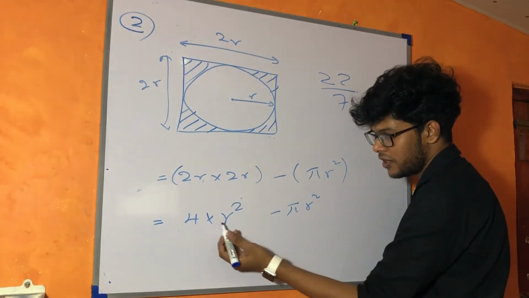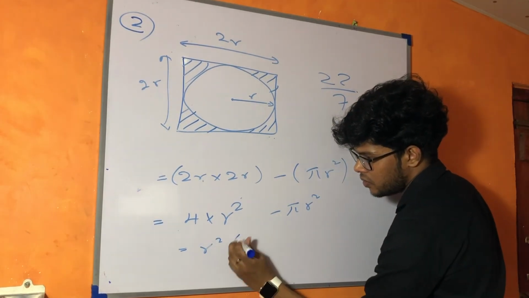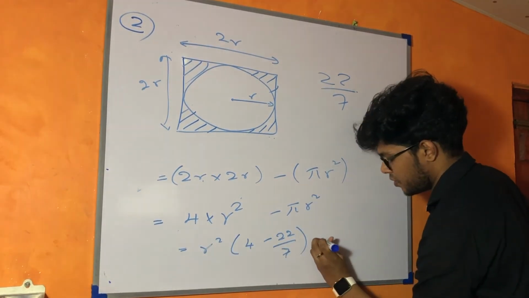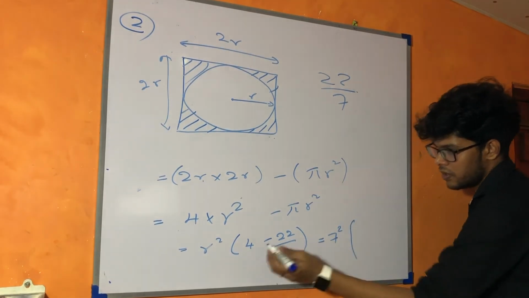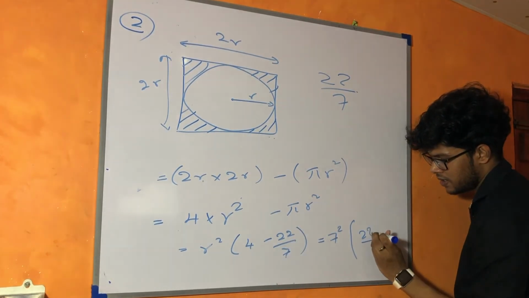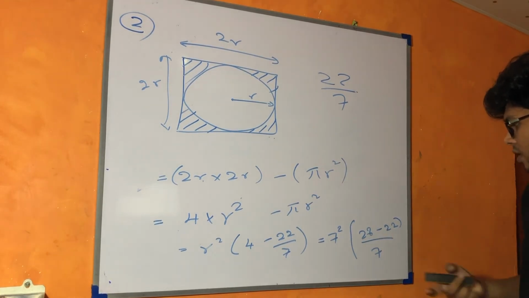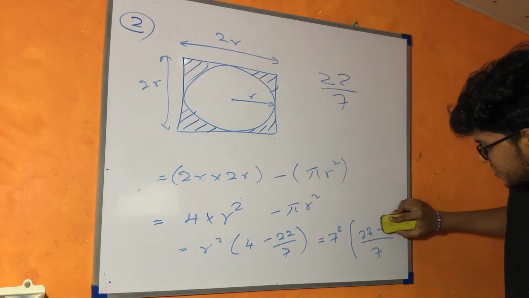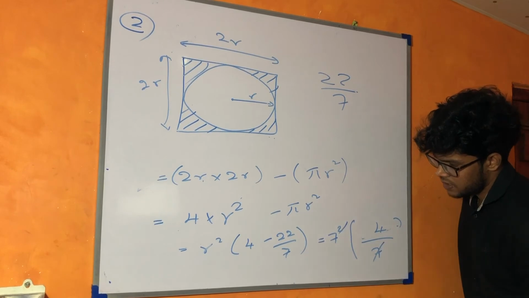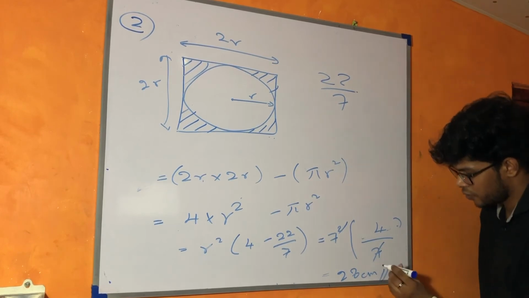So here also I am not going to substitute anything. You can take r squared out, and you will get 4 minus 22 over 7, right? Then you can take the common denominator, 7. 4 times 7 is 28 minus 22, which is 6. So you have 6 over 7. Now you can cancel off 7 to 7, so you will get 7 times 4, which is 28 centimeters squared.